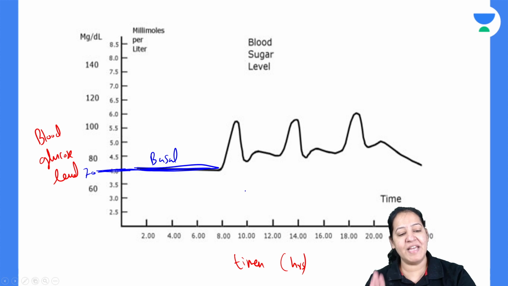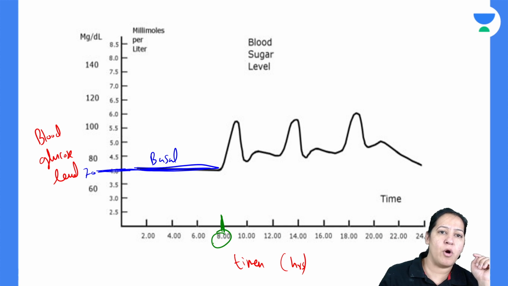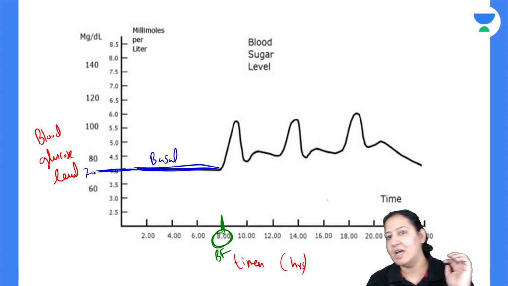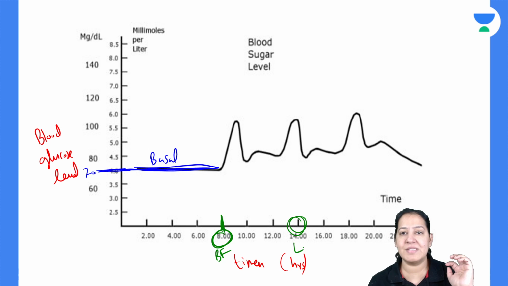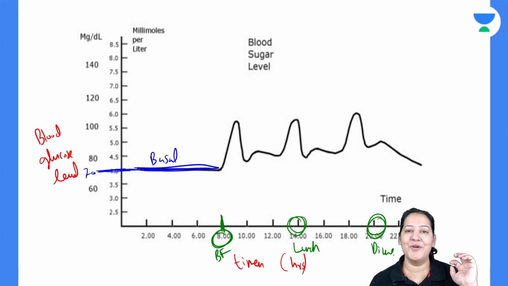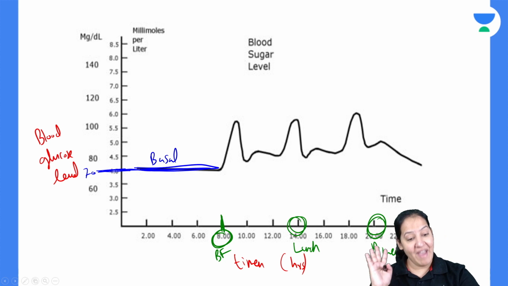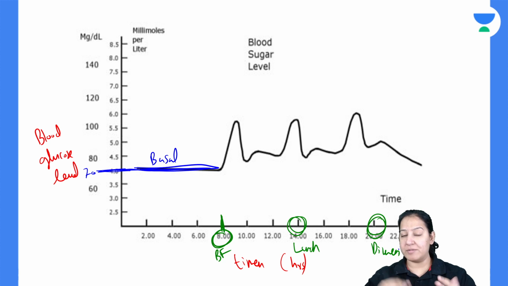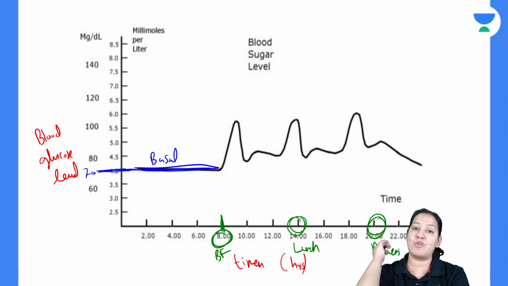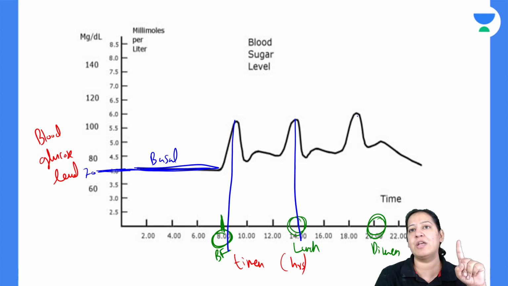But humans take three big meals. What are the three big meals? At 8 o'clock in the morning, humans take breakfast. At 2 o'clock in the afternoon, humans take lunch, and at 8 o'clock at night, humans take dinner. Normal humans I am talking about. So these are the three big meals we take. Whenever we take a meal, the glucose from the food is absorbed, and blood glucose level rises tremendously. So there are three peaks. You can see a peak here, a peak here, a peak here.